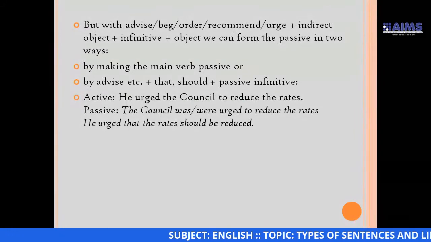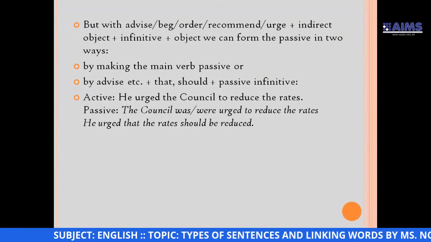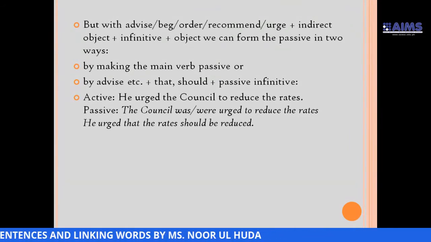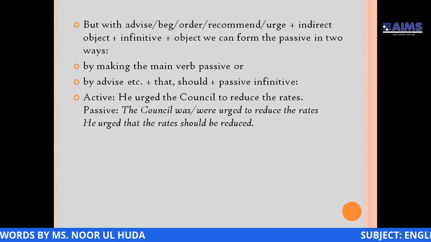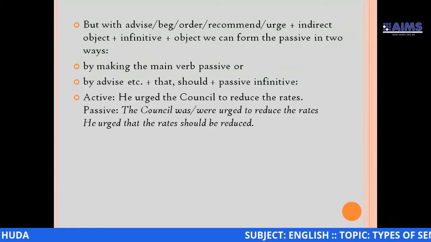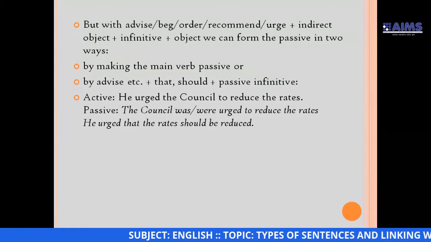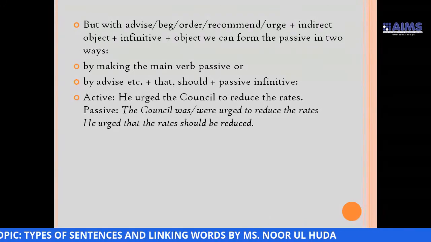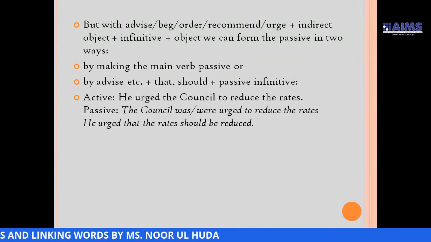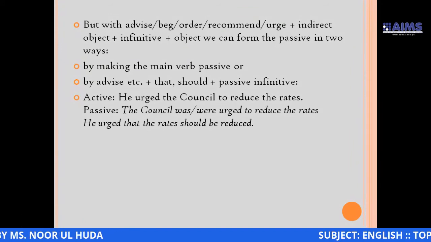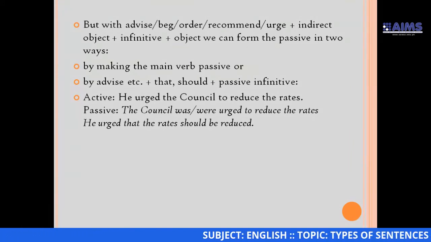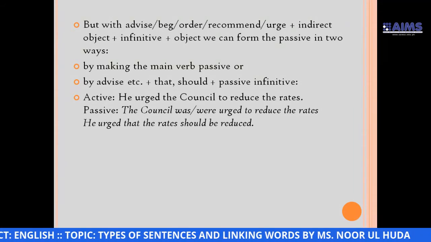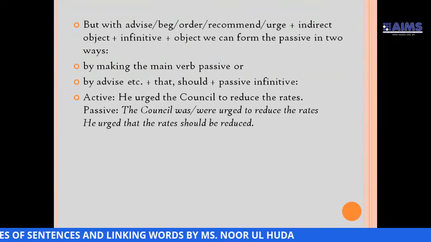Okay. Now the sentences which have verbs like advise, beg, order, recommend, urge, plus indirect object plus infinitive. Likewise, 'to reduce the rates': it's an infinitive, and the object is the rates. Now we are focusing on whether the sentence has advise, beg, order, recommend, urge, these types of words.